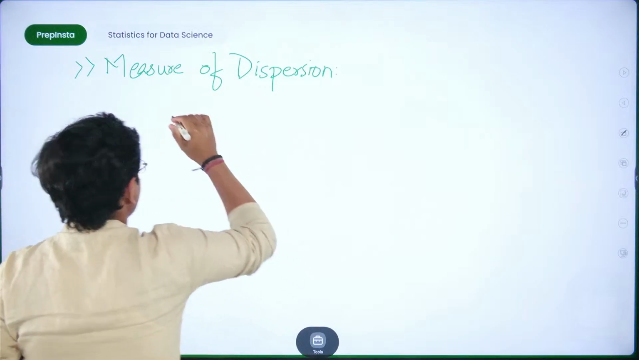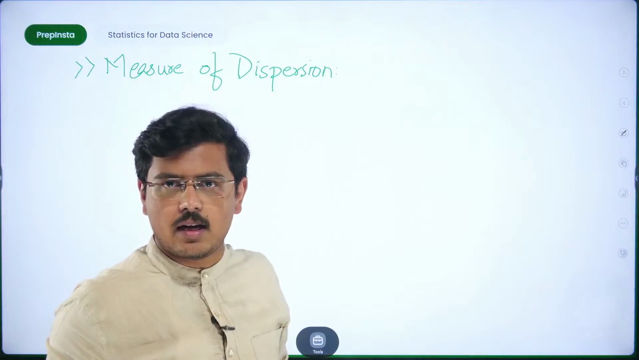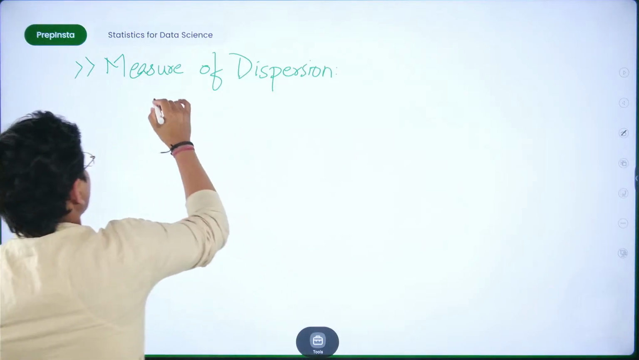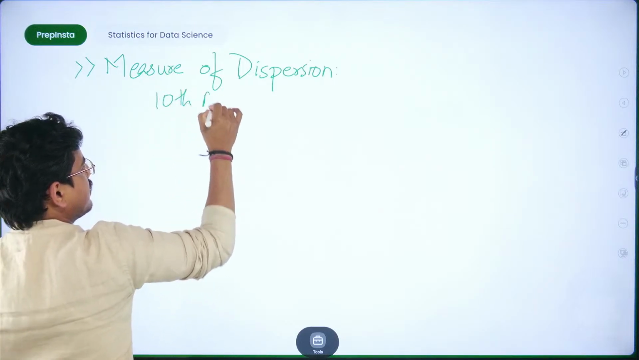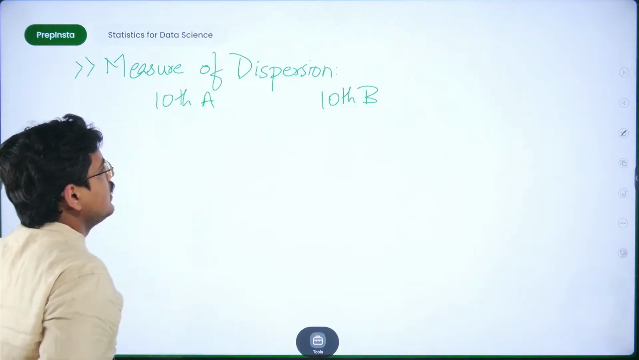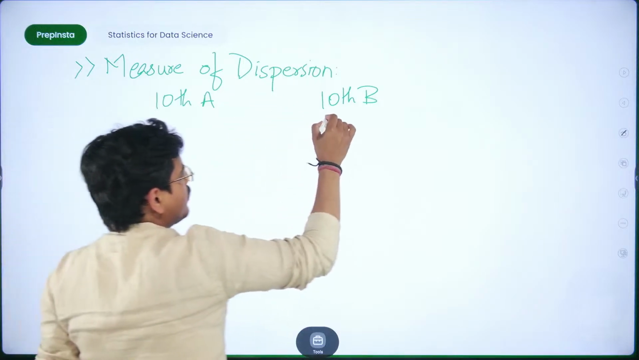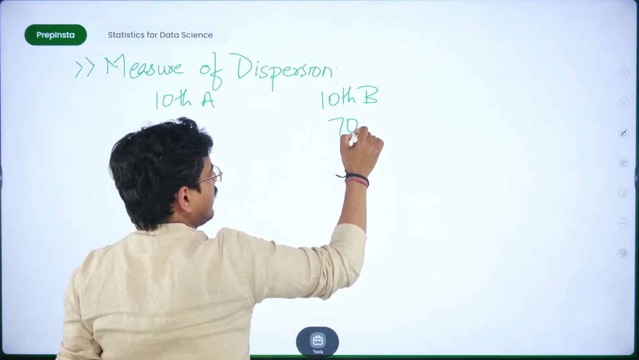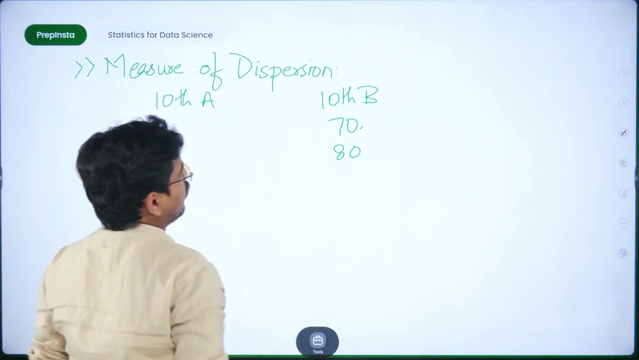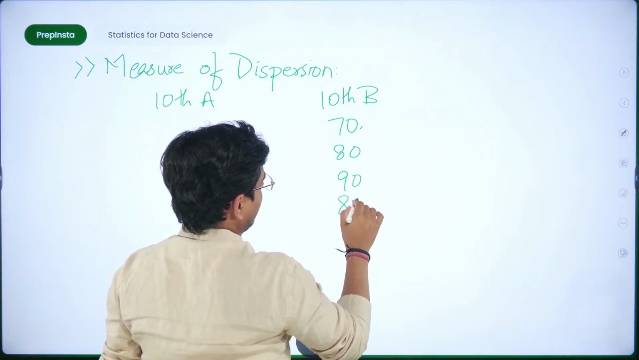Consider a data set. Consider that you're in a class. You have two sections of a class, 10th A and 10th B. Everybody has done matriculation. So I hope these are the marks of 10th A. Here I am going to write marks of 10th B. For 10th B, people were quite studious, so 70, then student 2 scored 80, then 90, then somebody scores 80 again.